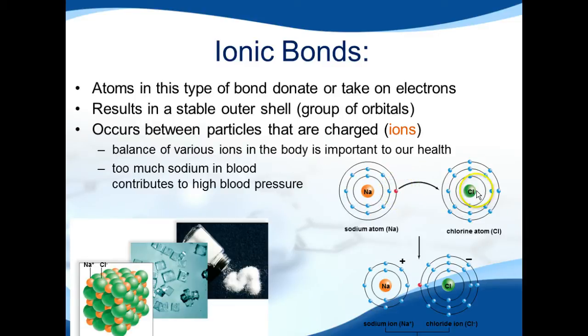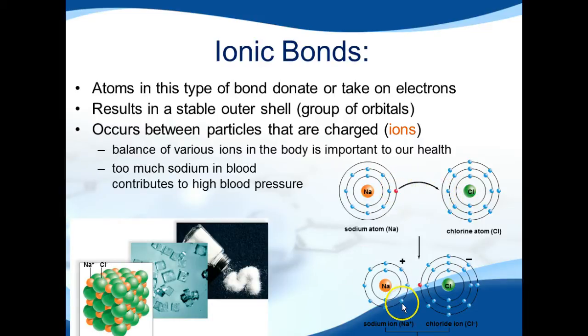Let's take a look at chlorine over here. Its outer shell has 1, 2, 3, 4, 5, 6, 7 electrons. Well, chlorine would really like to have 8 electrons. So if sodium and chlorine associate together, what you have is a donation of electrons here. Sodium is going to donate this electron over to chlorine.